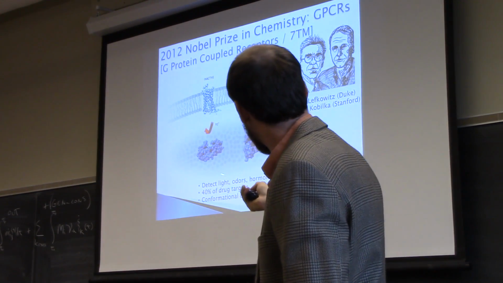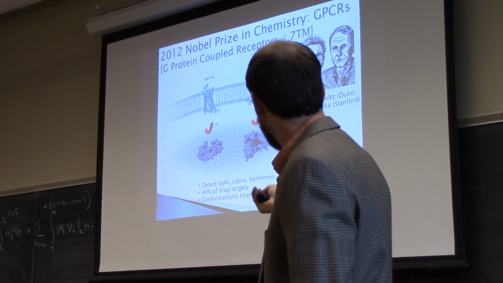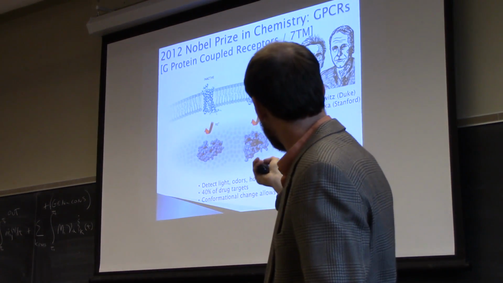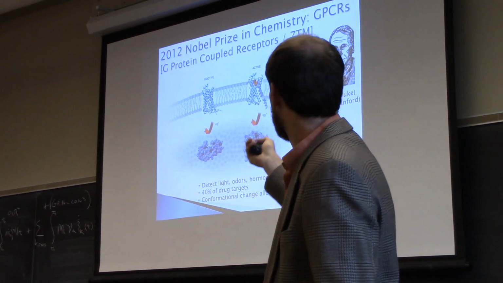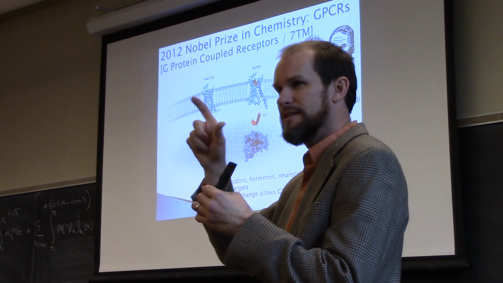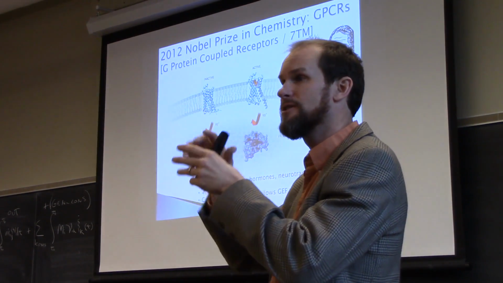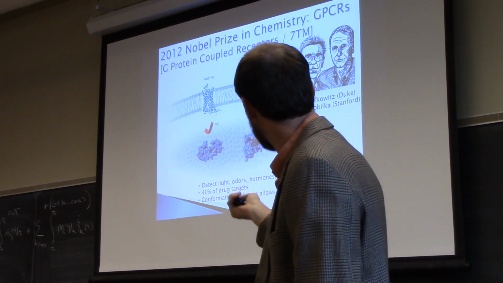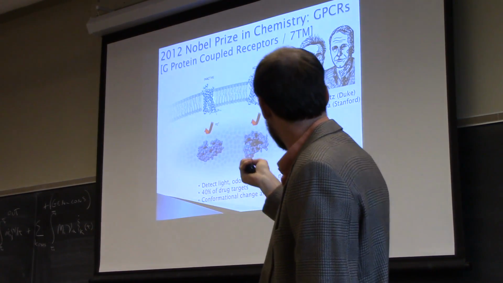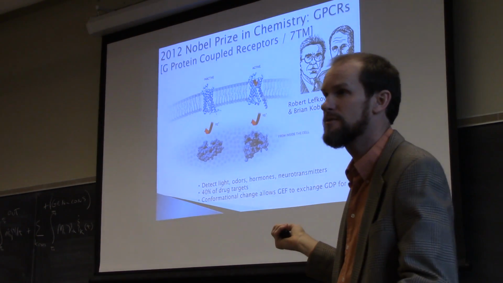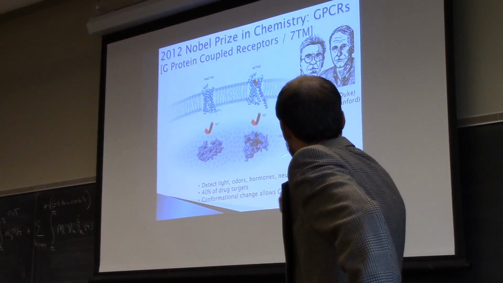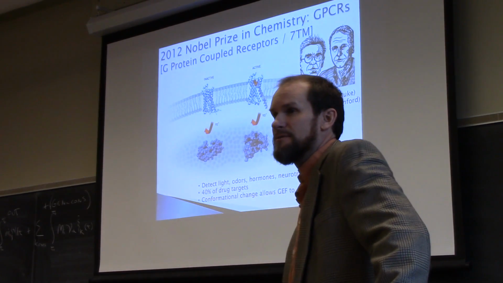So these things are used to detect light and smell. Rhodopsin in your eyeballs is a seven-transmembrane protein, and the small molecule is actually a photosensitive molecule. It absorbs a photon and then changes conformation and does this. So you can detect light with one of these proteins. Smells: your nose and your tongue are filled with these. Hormones are often sensed with these, and neurotransmitters. So dopamine and acetylcholine are both sensed by these seven-transmembrane receptors. So these are pretty important proteins.